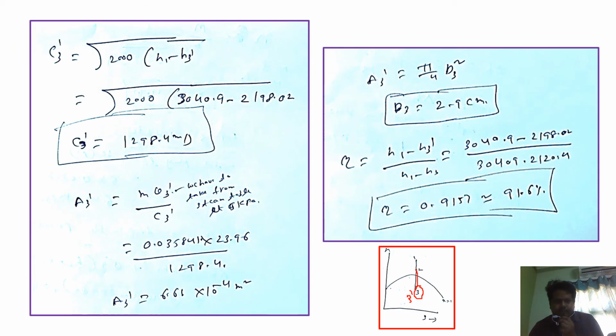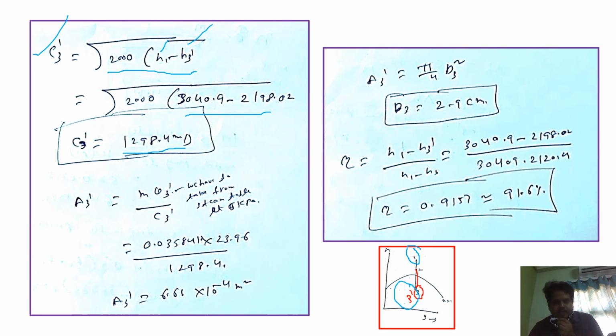Now let us find the velocity at point 3 dash. The equation we know is the square root of 2000 into H1 minus H3 dash, because the process is 1 to 3 dash. We know the H1 value, and the H3 dash value we already calculated. Substitute those values, we will get the velocity at point 3 dash, that is 1298.4 meter per second.